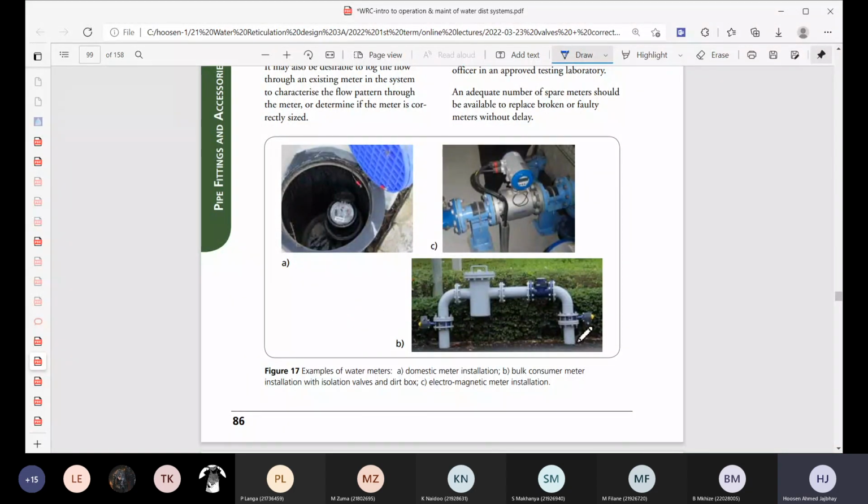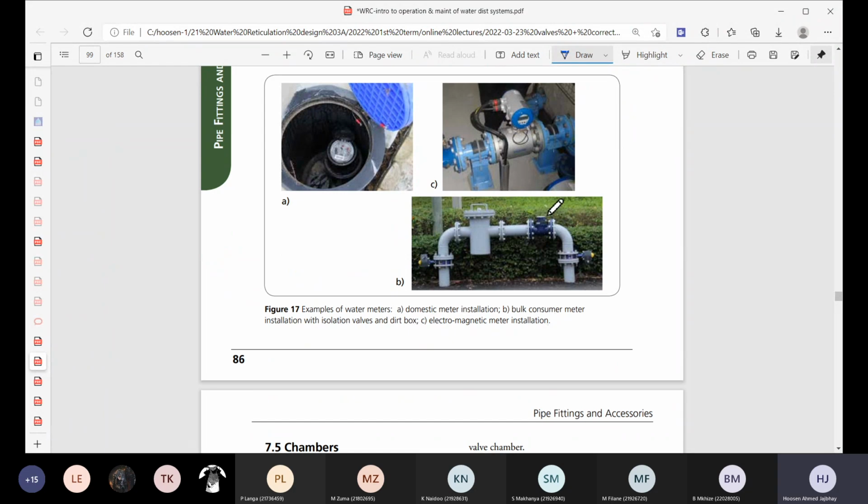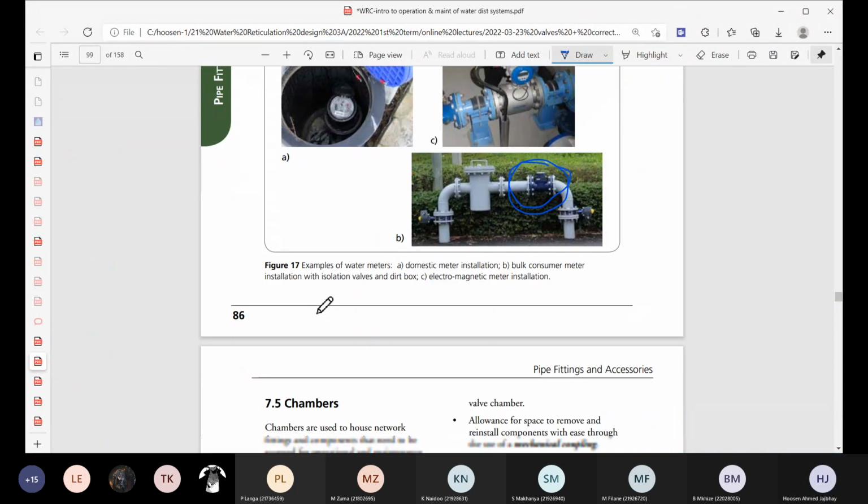These are just showing you typical fittings for bulk meters, how meter installations are done, and you can see the meter is at the position indicated there. The meter needs to be read, so it will usually be above ground to facilitate reading of the meters.